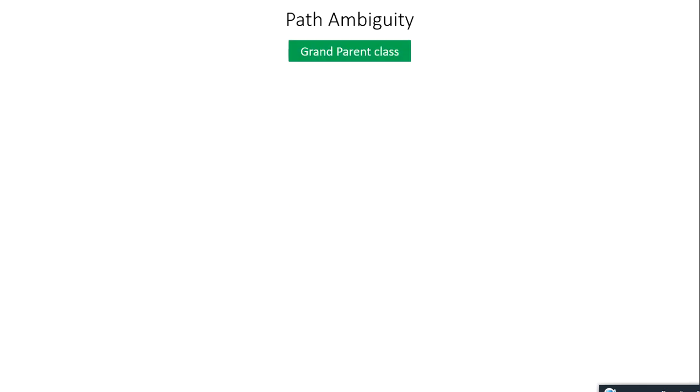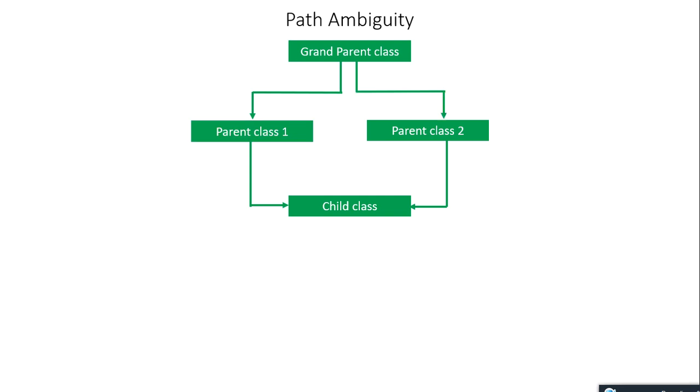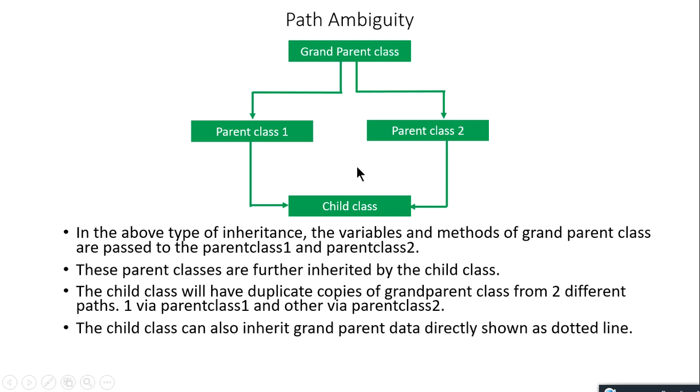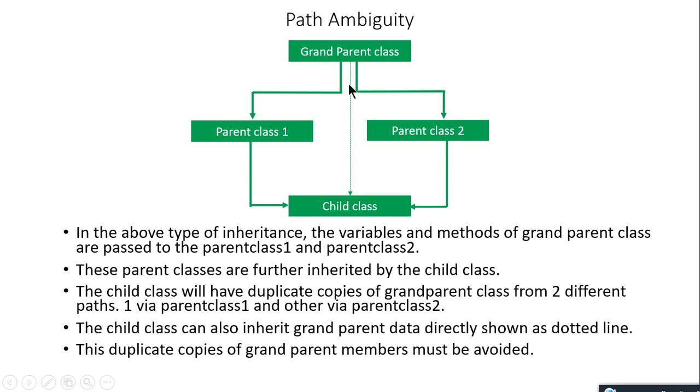Let's understand path ambiguity now. Let's say we have this situation where a grandparent class has two child classes, parent class 1 and parent class 2, and these parent classes have a common child class here. Now the parent class 1 data is copied to the child class as well as the parent class 2 data, but the grandparent data is passed to the child class by two different paths, one from here, another from here, and it can also call the members directly using the name of the grandparent class.